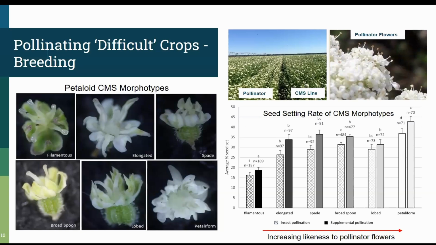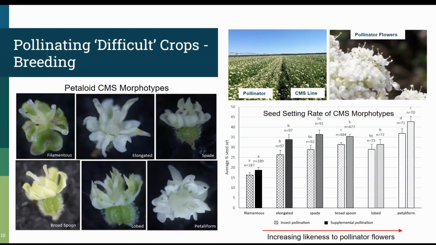We work with a number of the breeding companies in Europe, and we screen the different morphologies. When we introduce sterility into a line, which is basically preventing the pollen production, we get growth of other structures, other petal-like structures, and we can also impact our nectar production there. And so we work a lot with breeders to identify the flower morphologies in those sterile lines that are most attractive to honeybees. And you can see it's the patelliform example of the sterility there that is the most attractive, and it has the increasing likeness to the pollinator flowers, produces more nectar.